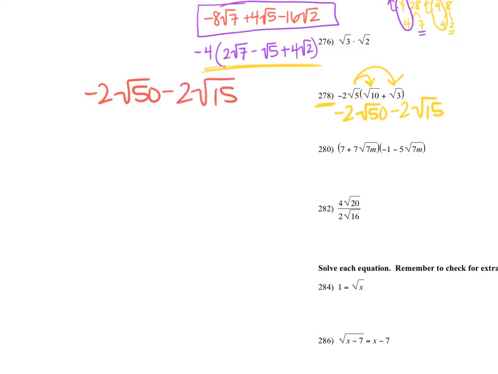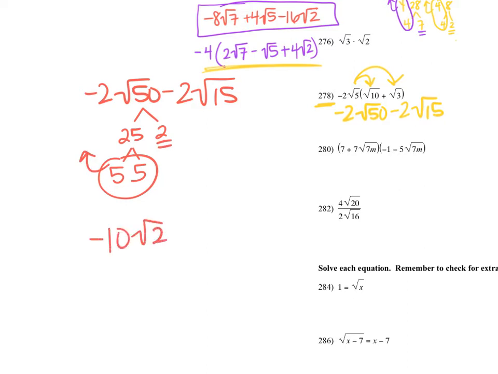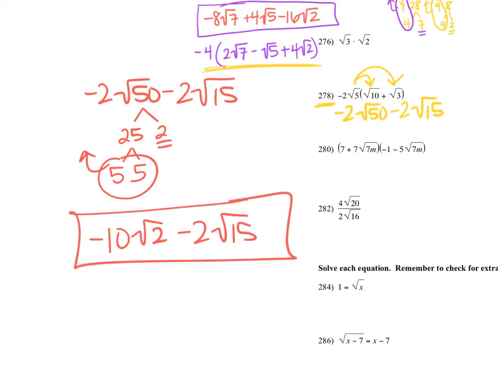So I can't break that down. If I break this down, I get 25 and 2. 5 and 5. Here's my group. That comes out. He stays in. So this would be negative 10 square root of 2 minus 2 square root of 15. And I can't break down the square root of 15, so this would be ultimately my answer.